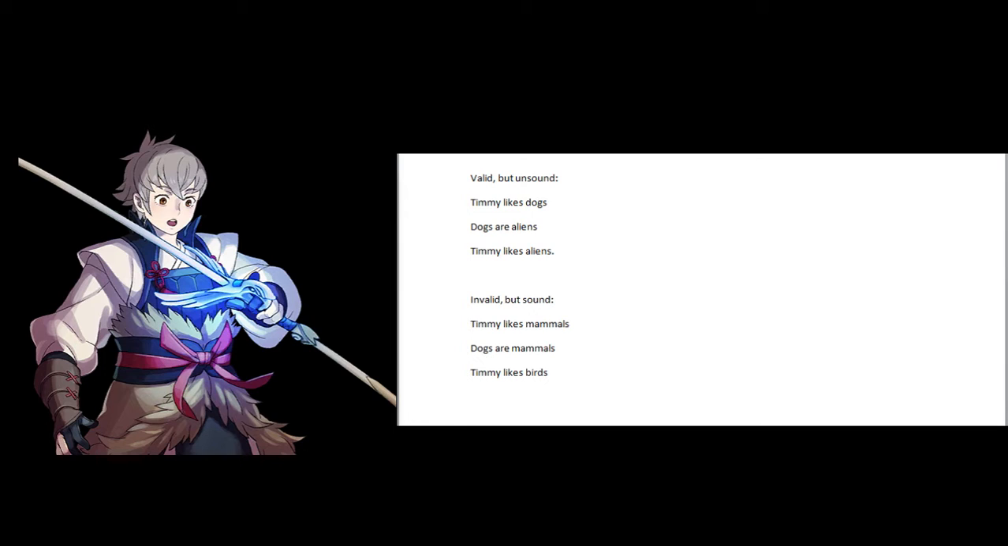An invalid but sound argument is: Timmy likes mammals, dogs are mammals, and Timmy likes birds. The reason this is invalid is because him liking birds is in no way indicated in either of the two premises. You would never be able to attain that he likes birds from the first two sentences. This is actually called a non sequitur, where the conclusion does not follow from the premise. And I will get to that shortly.